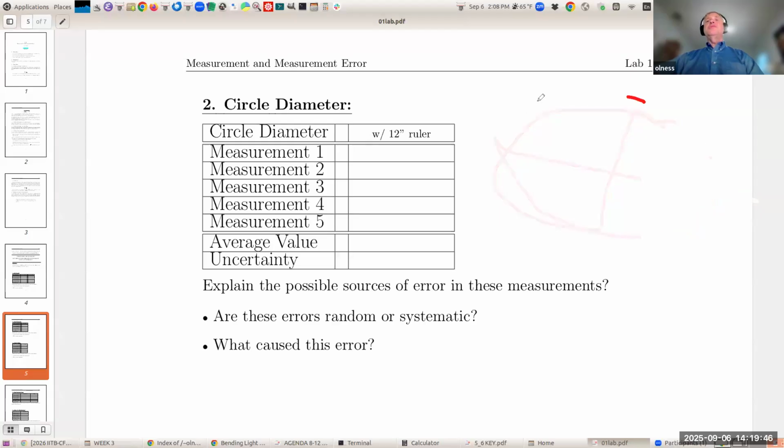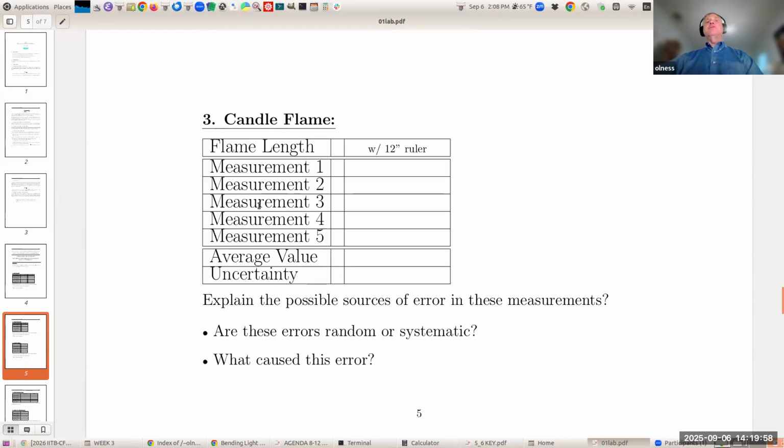And also, if you don't quite get the diameter, you're going to be off a little bit. So again, that's a very standard type of uncertainty, and there are a number of sources for those errors. The next one was the candle flame. And this is something that's just poorly defined. Where do you start? What's the bottom of the flame? What's the top? It's wiggling, it fluctuates. You can't get really close or you'll burn yourself.